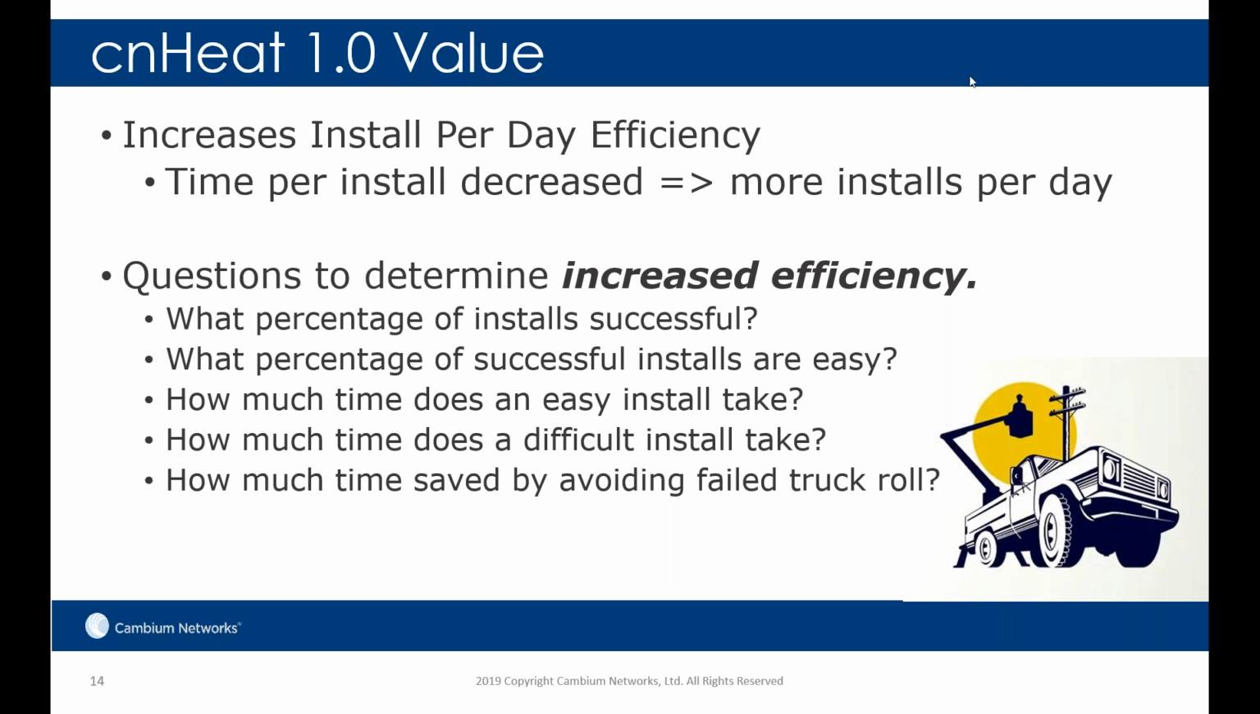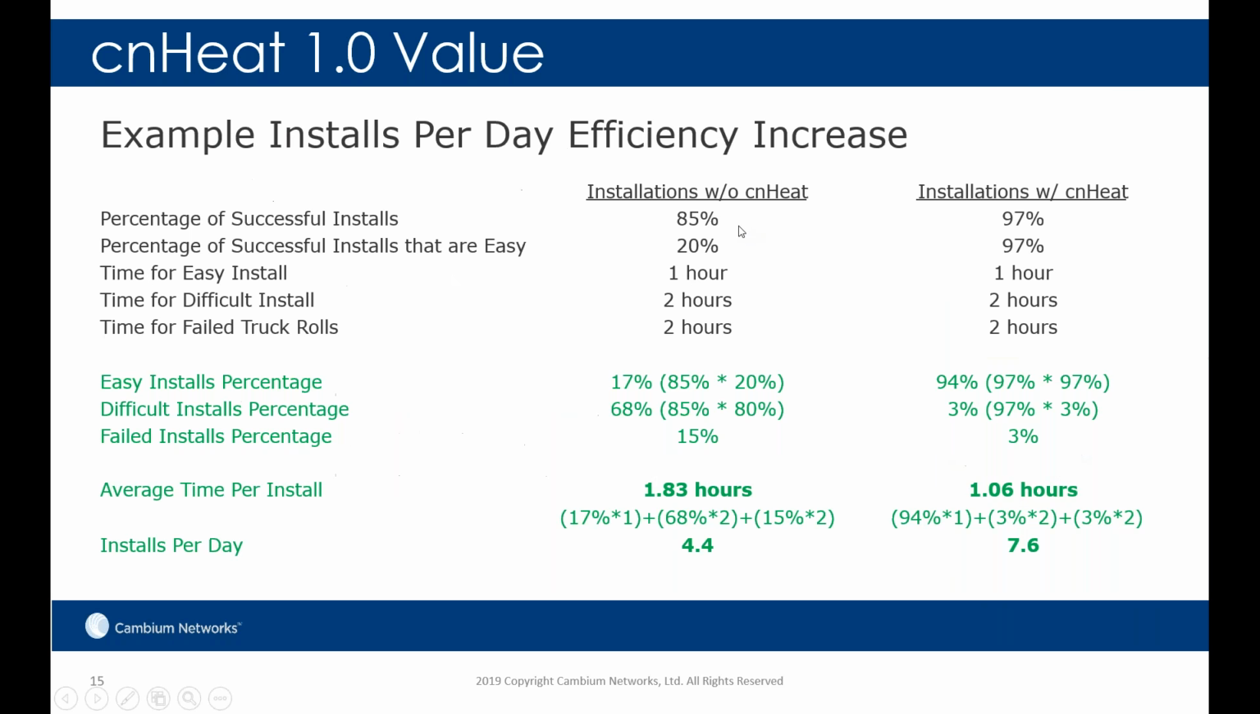So if we look at this, I show 2 different examples here. Let's say it's fairly arid, a more desert-like environment with fewer trees, showing installations without cnHeat and installations with cnHeat. Without cnHeat, we might succeed 85% of the time, but maybe only 20% of the installs are easy just by going out there, and the other 80% are not easy.